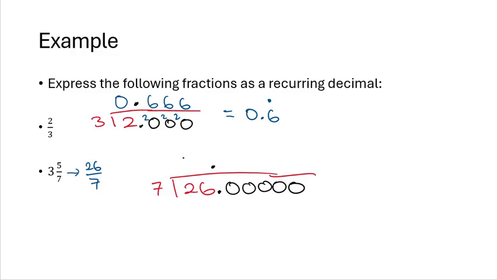7 goes into 2 no times. Put a 0 there. The 2 gets attached to the 6. 7 goes into the 26 3 times. And then there's a remainder of 5. 7 goes into 50 7 times exactly with 1 remainder. 7 goes into 10 1 time with 3 remainder. 7 goes into 34 times with 2 remainder. And then 7 goes into 22 times with 6 remainder. And then 7 goes into 68 times with a 4 remainder.